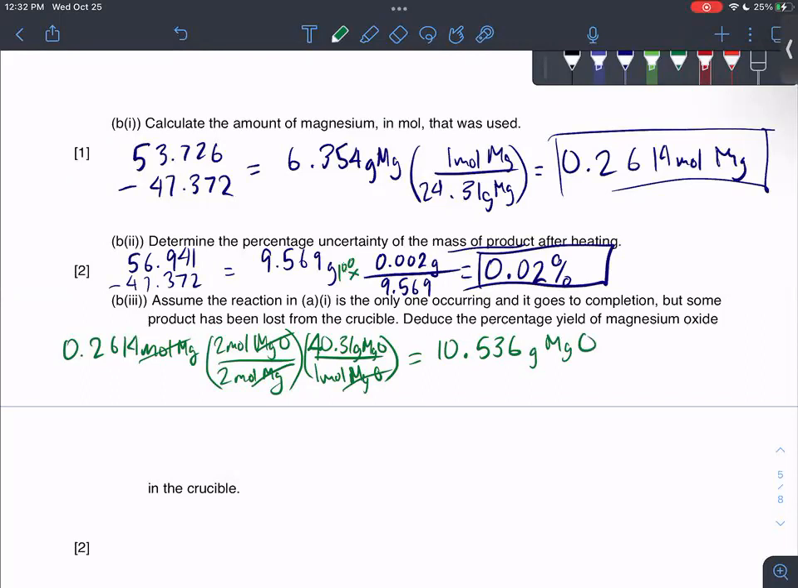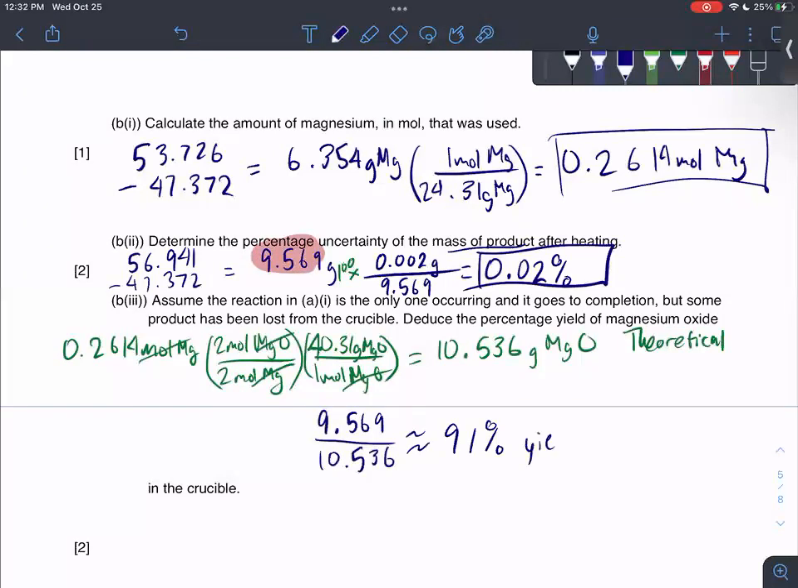But here's the problem. That's not our percent yield. Our percent yield is going to take our actual divided by our theoretical. Now, our actual yield we found out before by taking our product minus the original mass of the crucible. So we're going to take 9.569, divide that by 10.536, and we're going to get approximately 91% yield. Again, we're multiplying by 100 to get that.